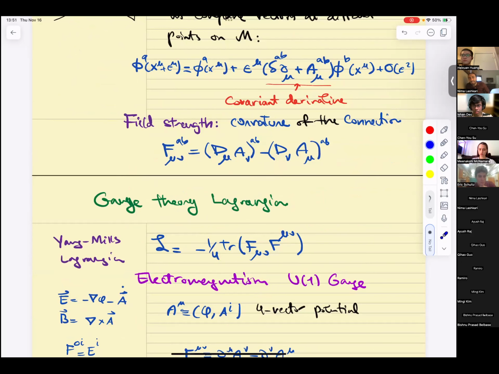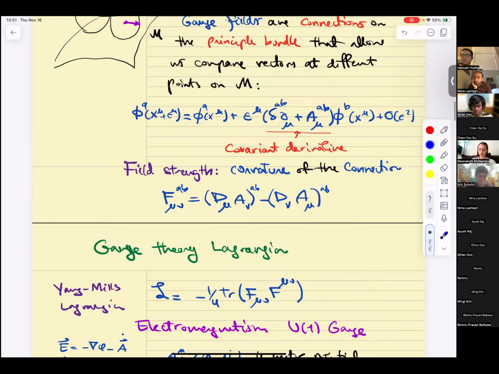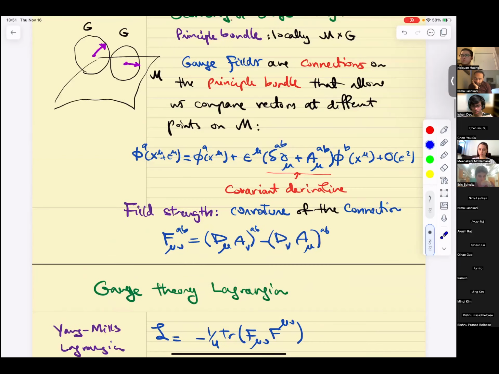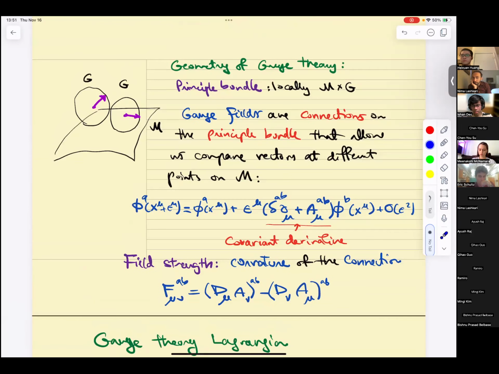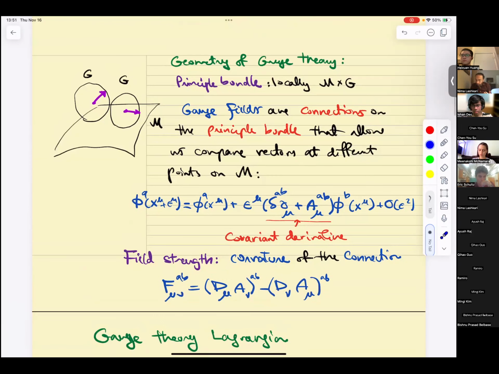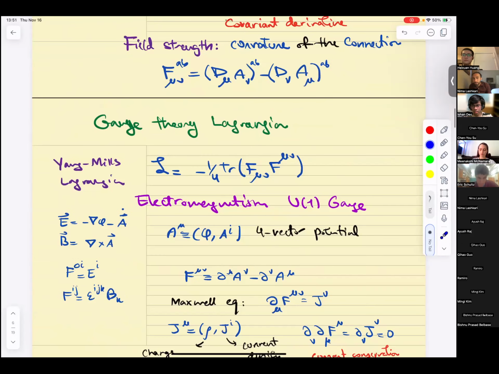Setting the covariant derivative of a function equal to zero gave us parallel transport, right? That was a notion of how to take a vector and move it along some path in space-time. So this was the geometry of gauge theory. I just wanted to remind you guys of this. Are there any questions about this part? Okay. So the gauge field is really just a choice of a connection, right? It's Lie algebra valued, right?